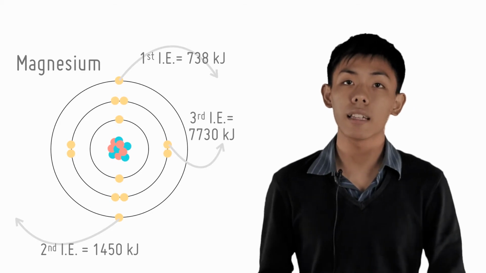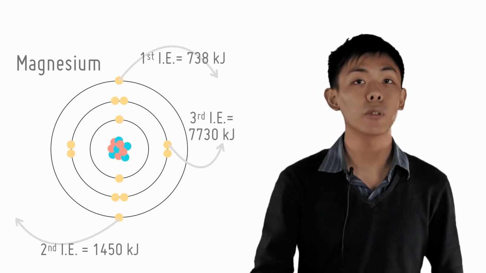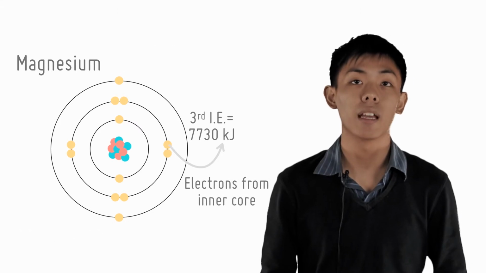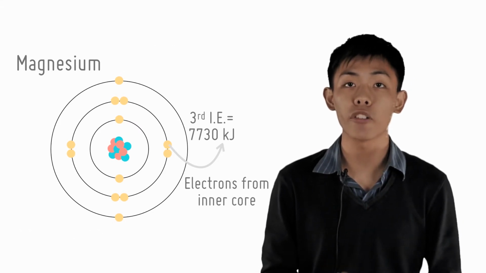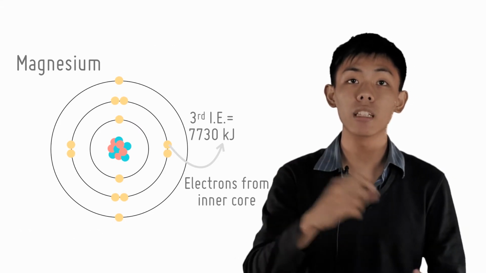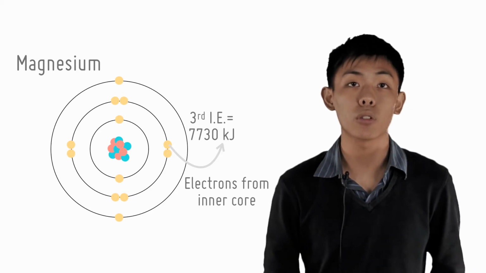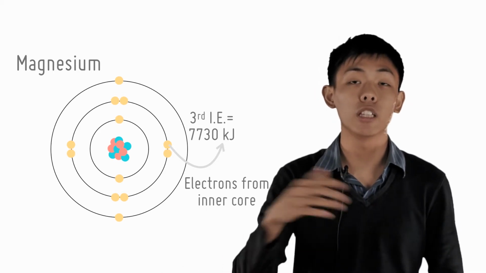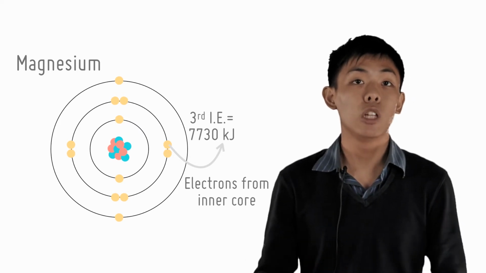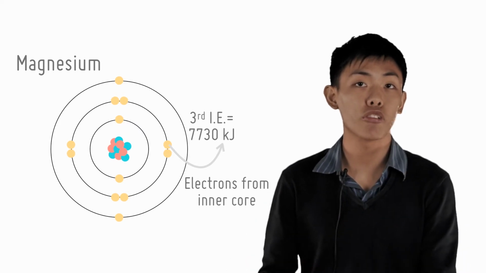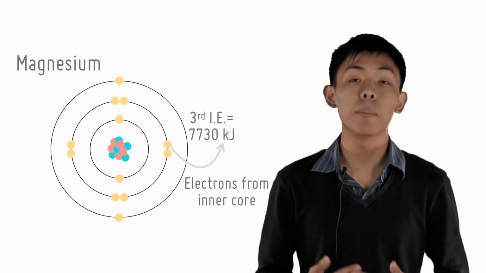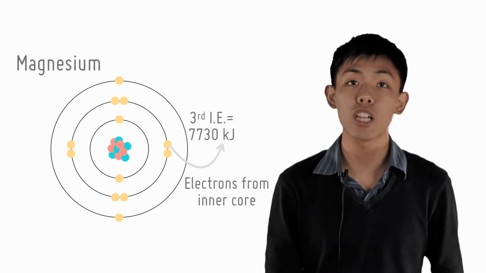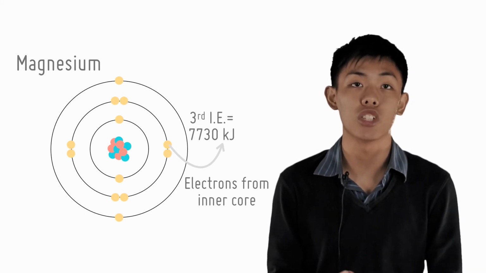This is because in the case of magnesium, after removing the 2 electrons from the n=3 shell, the third ionization energy involves the removal of electrons from the inner core, and in this case it is the n=2 shell. Because this third electron we are attempting to remove is of a lower energy level that is closer to the nucleus and therefore more strongly held by the nucleus, the amount of energy is definitely going to be much greater than the first 2 ionization energies.